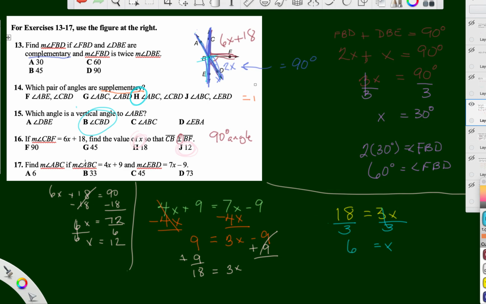Now, did it ask for you to find x? No, it says find ABC. I'm still looking for this. ABC is that 4x plus 9. I found that x equals 6. Therefore, ABC is equal to 4 times 6 plus 9. Okay? 4 times 6 is 24 plus 9. So ABC equals 24 plus 9, which is 33. Is that one of our answers there? You betcha. It's letter B, this guy right here.